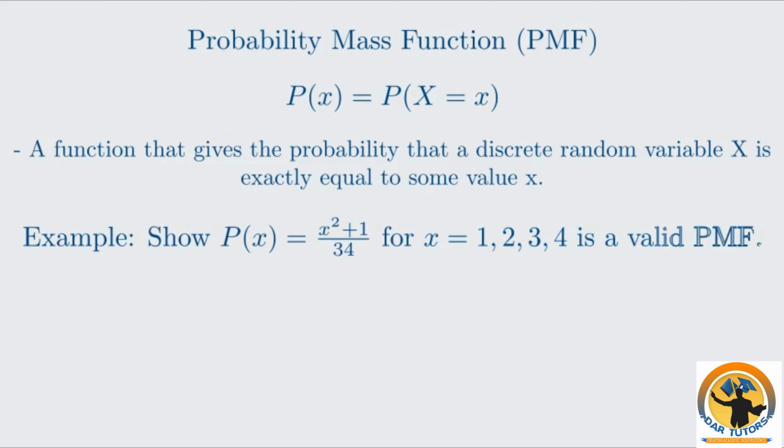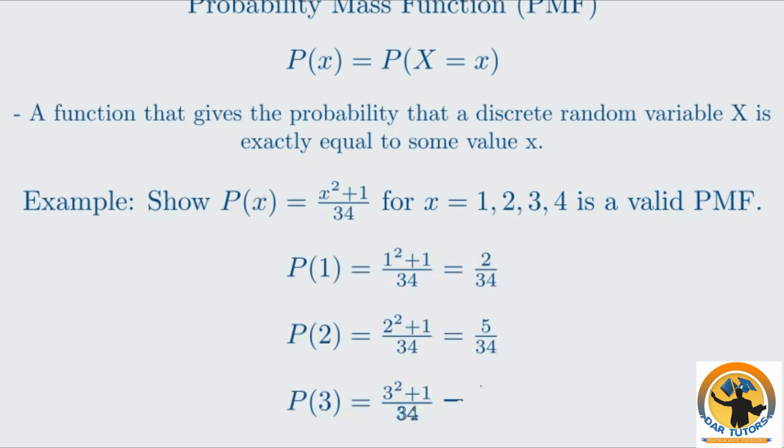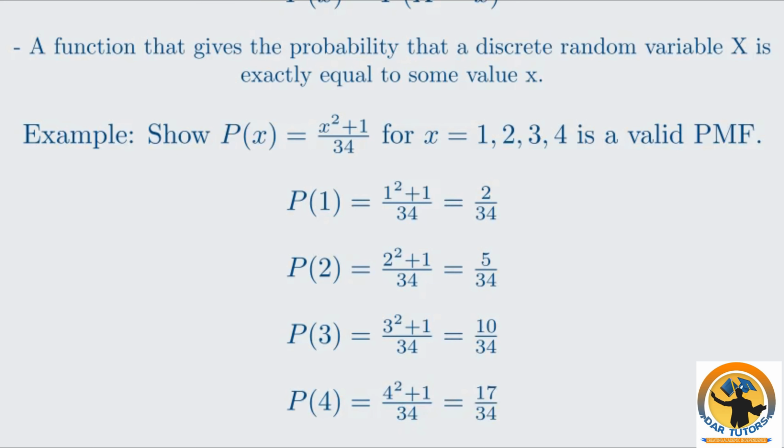We need to show that this is a valid PMF. First, we calculate the probability for each value of x. For x equals 1, p of 1 is 2/34. For x equals 2, p of 2 is 5/34. For x equals 3, p of 3 is 10/34. And for x equals 4, p of 4 is 17/34.